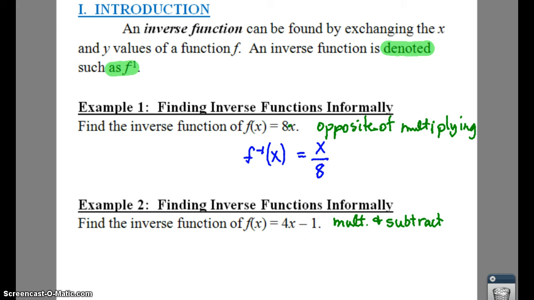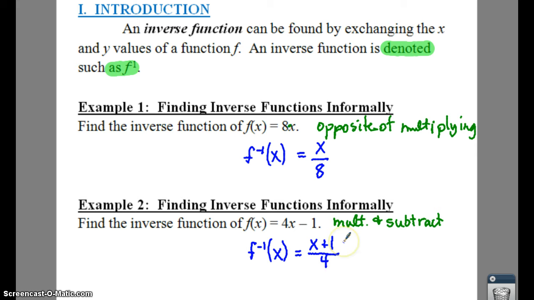So to write your inverse, f to the negative 1 of x is going to end up being, you're going to have your x in your numerator. That doesn't move. You're going to be adding 1 instead, not 4. You're going to be adding 1, and instead of multiplying by 4, you're going to be dividing everything by 4.